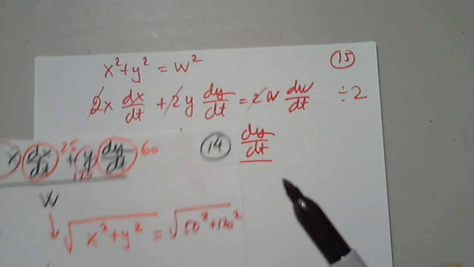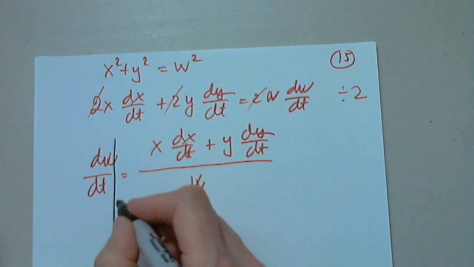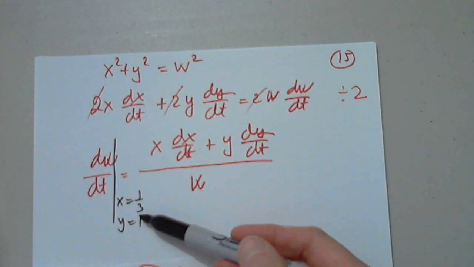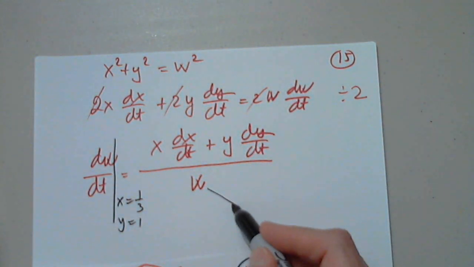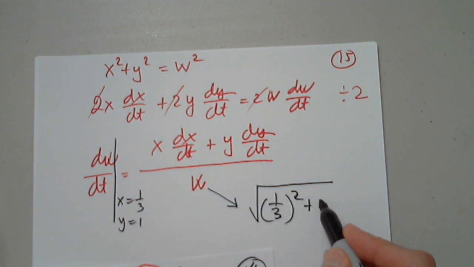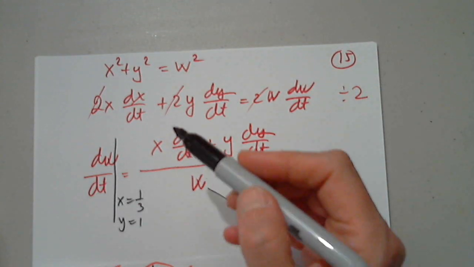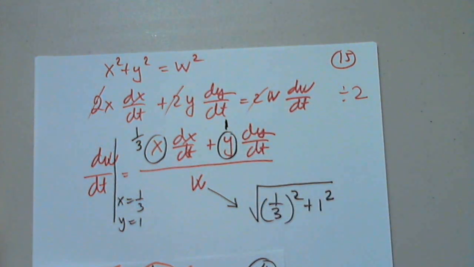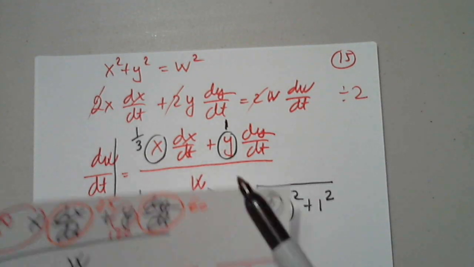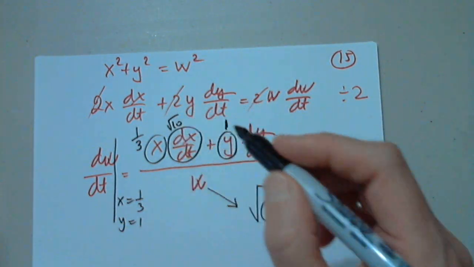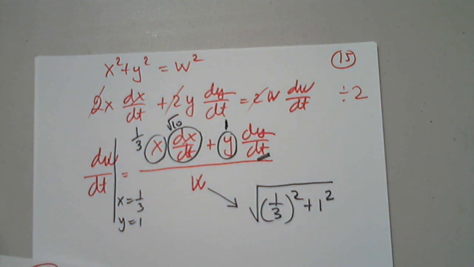So now I can write: when x is 1/3 and y is 1. So it is very easy to find w, because w will be the square root of 1/3 squared plus 1 squared. That's done. I know that x will be 1/3, I know that y will be 1. And we also have dx over dt. It's given to us. This is the square root of 10. But what we need to determine is dy over dt.